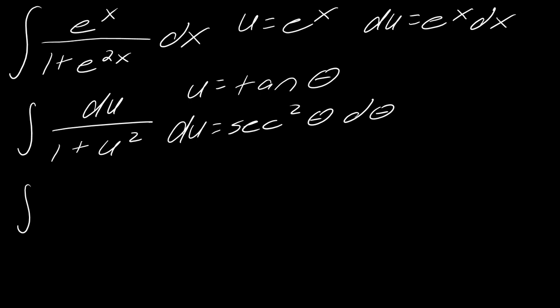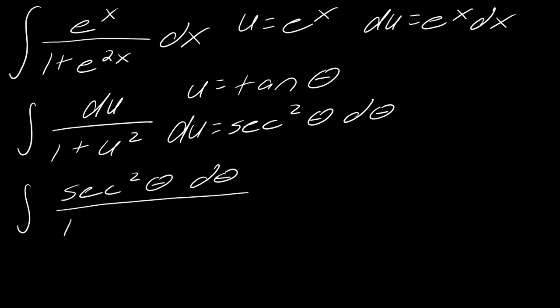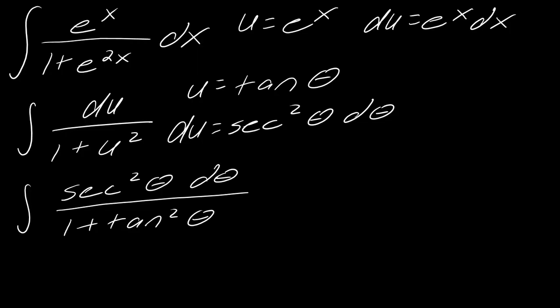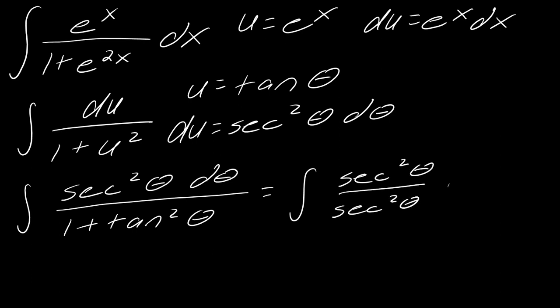And so then I'm left with secant squared theta d theta over 1 plus tangent squared theta. And now the thing I like about this is that 1 plus tangent squared theta will allow me to use this identity here. So I'm just going to set that equal to secant squared theta. So this is secant squared theta now over secant squared theta d theta. Now I can see this is actually a pretty simple integral.